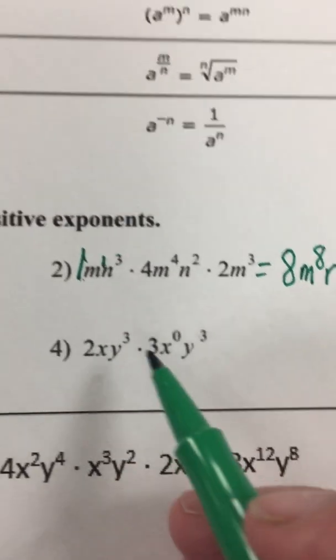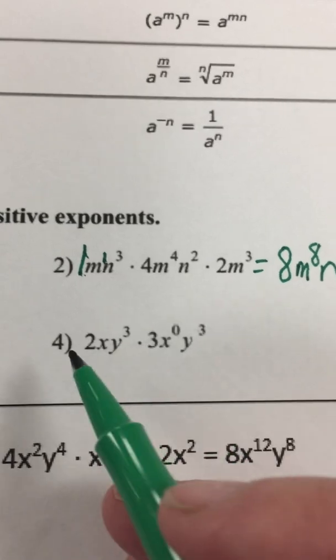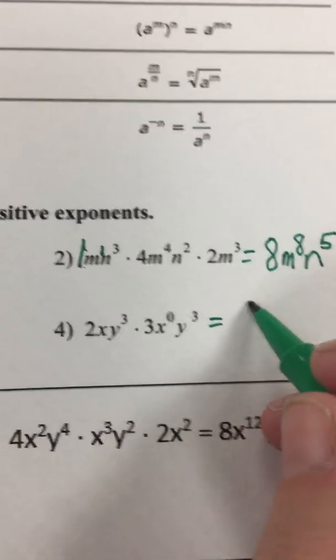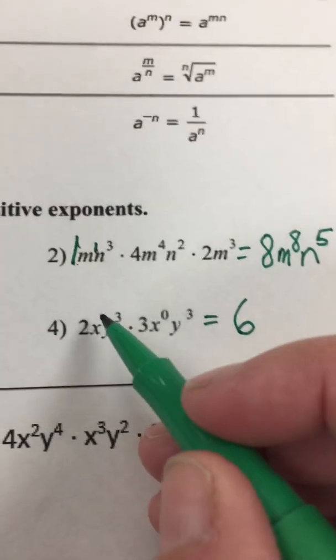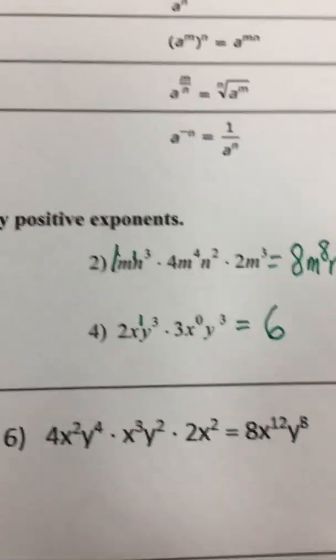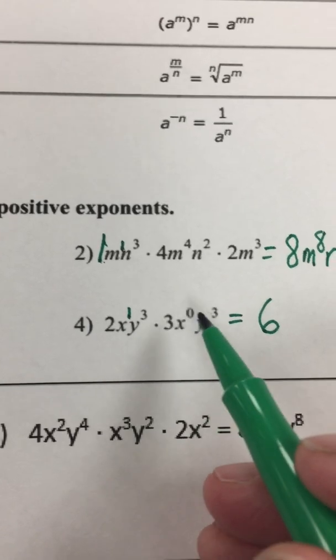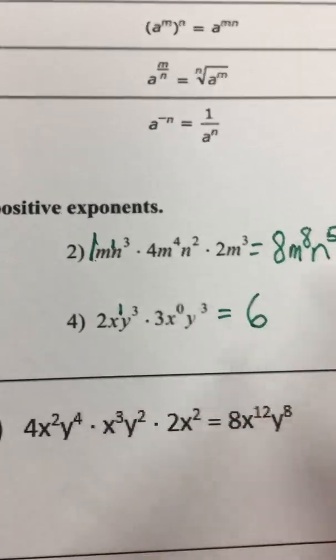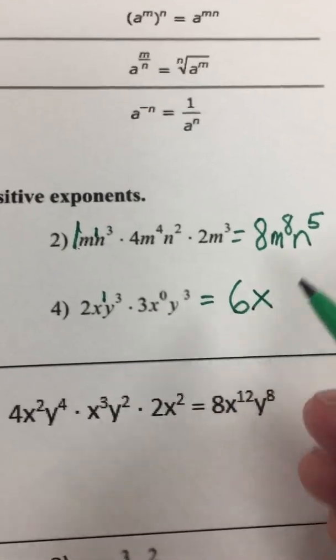Number 4, multiplication problem. Coefficients you multiply as normal. 2 times 3 is 6. Now x's, there's a single one exponent there for that x. There's a single x. So I have x here and x here. So this is what's 0 plus 1. 0 plus 1 is 1, so this is still just x to the 1st power.